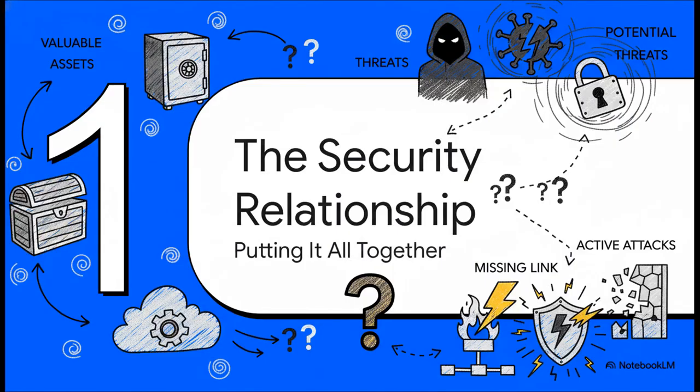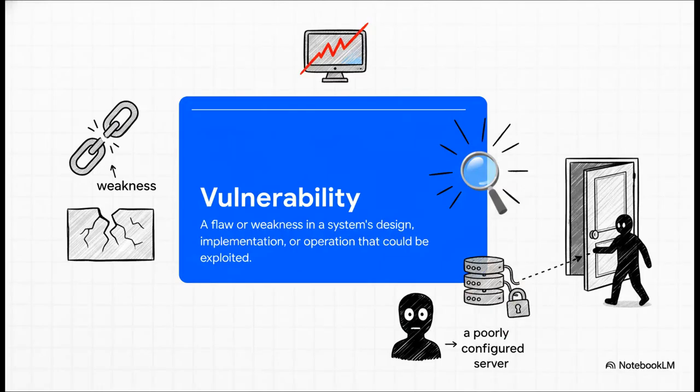So we've got these core ideas, right? We have valuable assets we want to protect, we have potential threats hanging over them, and we have active attacks that make those threats real. But how do they all connect? What's the missing link? What allows a threat to actually become a successful attack? That missing link, that bridge, is called a vulnerability.